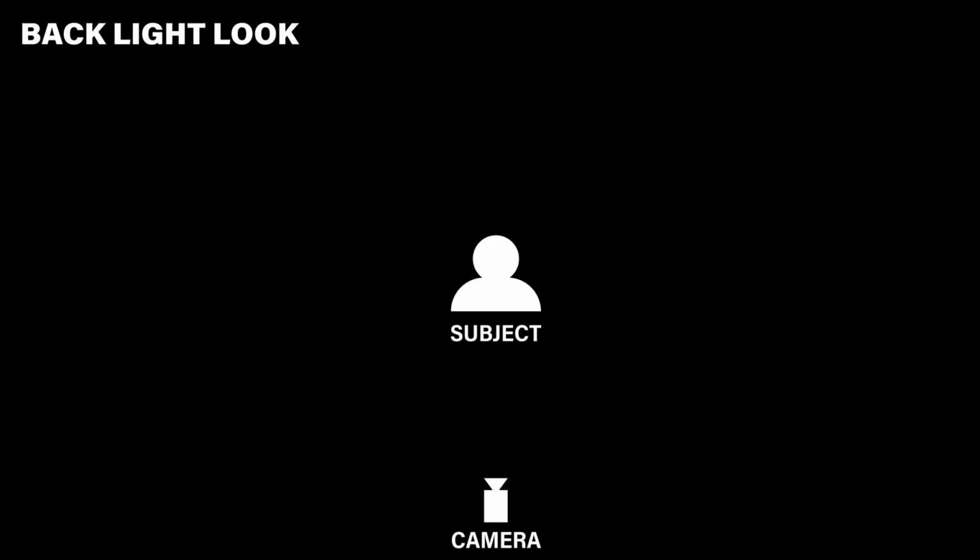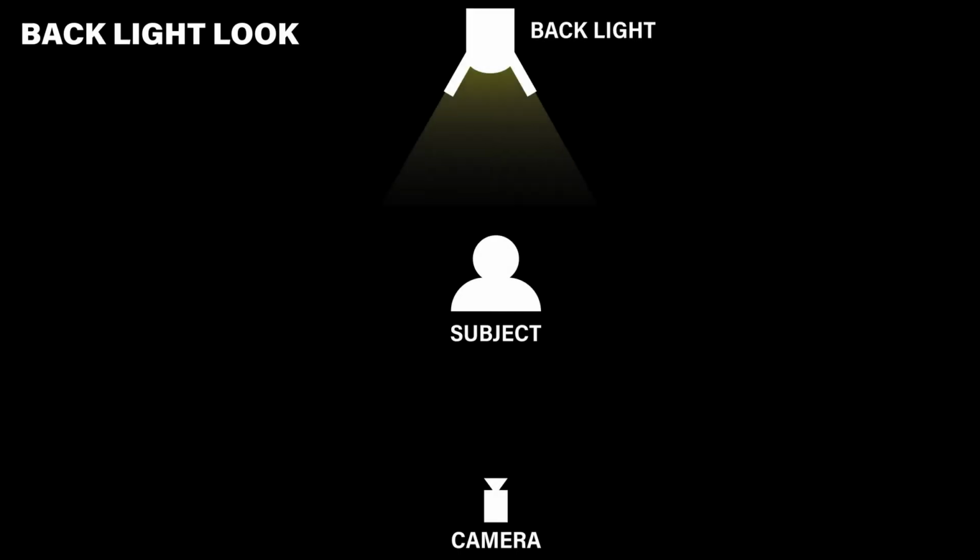The final lighting look is the backlight look. As it says in the name, only a back key light is needed, set at a high brightness. This light should be directly behind the subject on the opposite side of the camera. This is what the shot should look like.